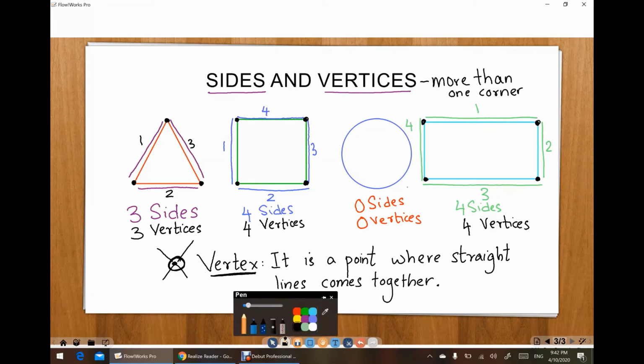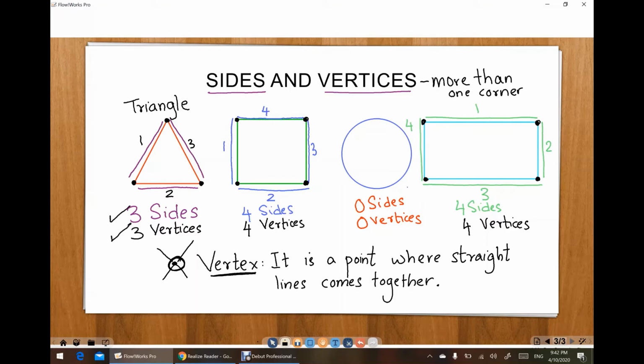So let's revise once again. The first one is what? As you can see here, a triangle. A triangle has how many sides? Excellent. 3 sides and 3 vertices. Next, we have a square. A square has how many sides? Bravo. 4 sides and 4 vertices. Next, circle. Circle has how many sides? 0 sides and 0 vertices. What about rectangle? Rectangle has how many sides? 4 sides and 4 vertices.